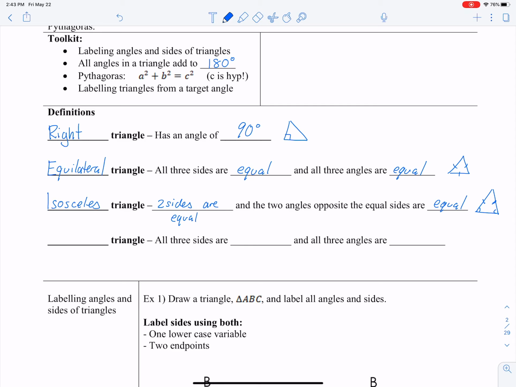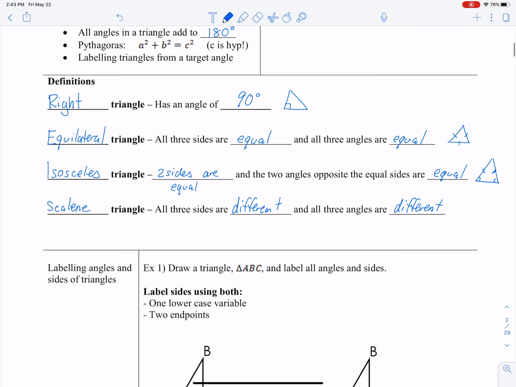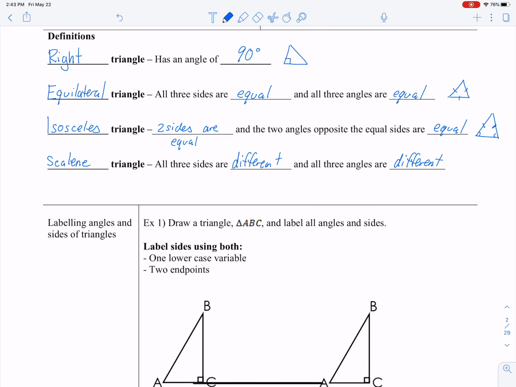And then finally we have a scalene triangle. And in a scalene triangle, all three sides are different. And all three angles are different. So those are our four types of triangles. Next, we're going to look at labeling triangles and labeling the angles and the sides.